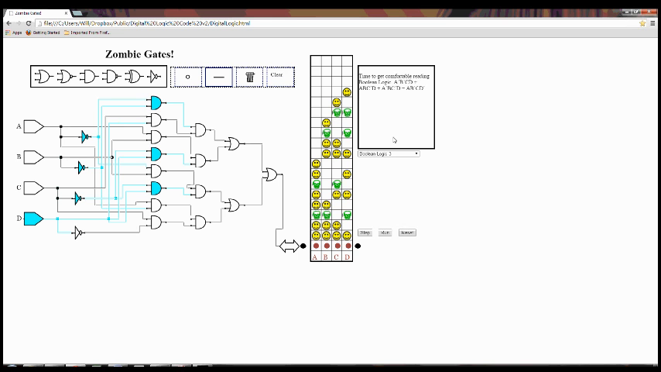So, there's one question left to be answered on this, is suppose you just had this truth table here, and you didn't have these equations. What would you do then? Well, the simple answer is you can generate the equations from the truth table. So, how would you do that?